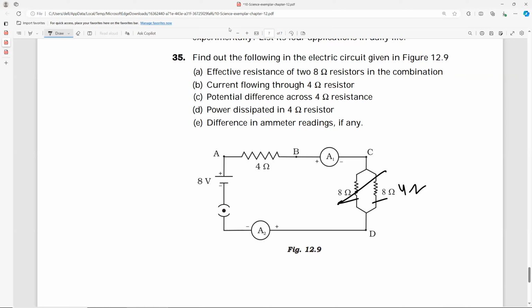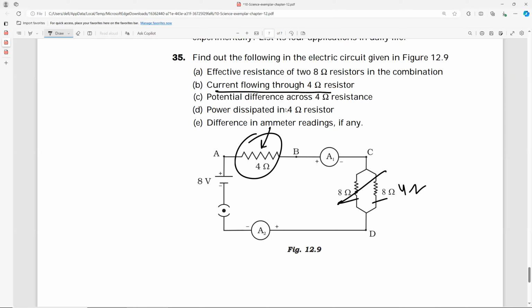Why are you not replying? And this one, the current flowing through the 4 ohm resistor. Jovita, tell me, what is the current flowing through the 4 ohm resistor? Jovita, are you there? Yes, sir. What is the current flowing through the 4 ohm resistor? It will be 1 ampere.